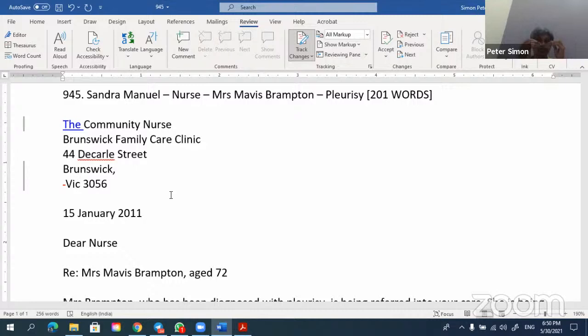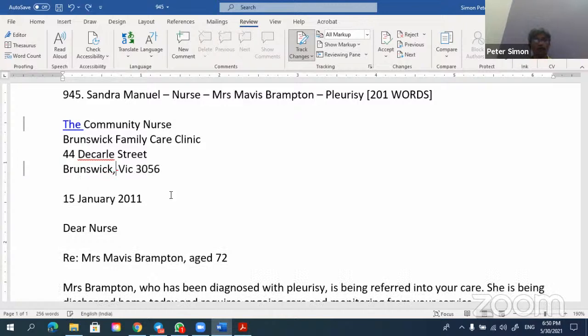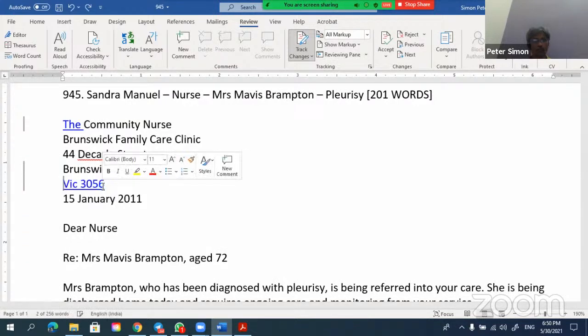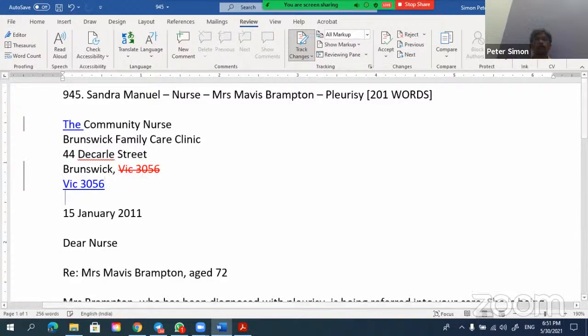Okay, that's not necessary for us. VIC 3056. So that is it. Descartes Street, Brunswick, Victoria 3056. So focus on that particular area there. How you are presenting it is very important here. Next one, 15th January 2011.